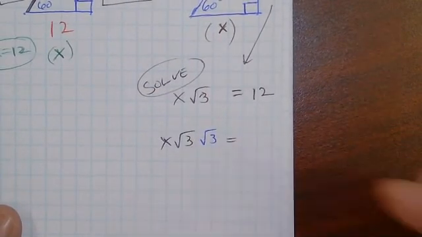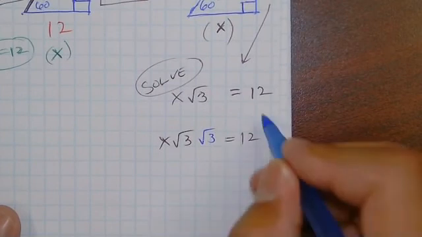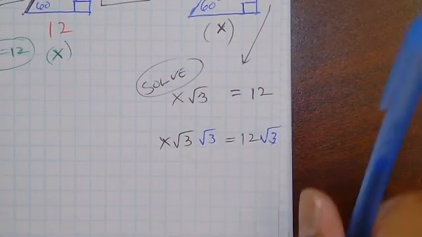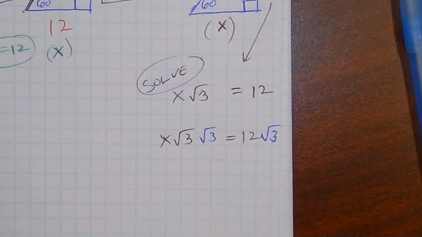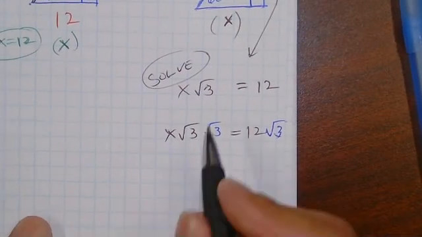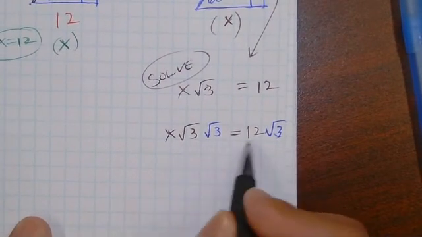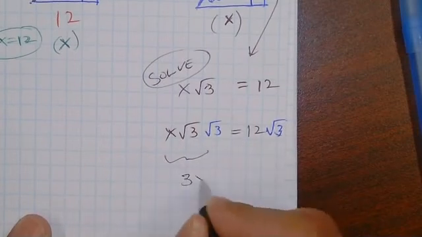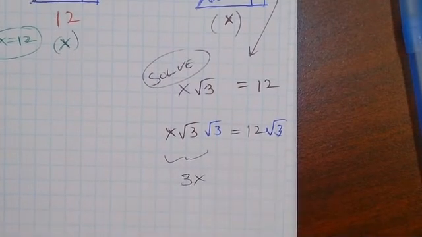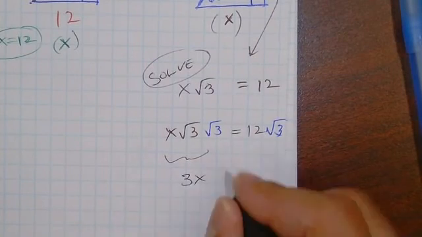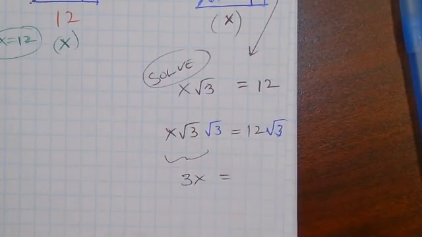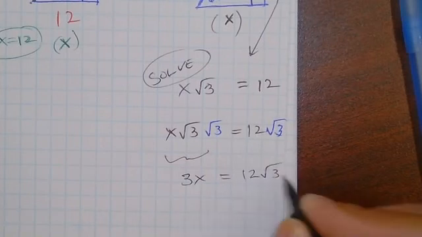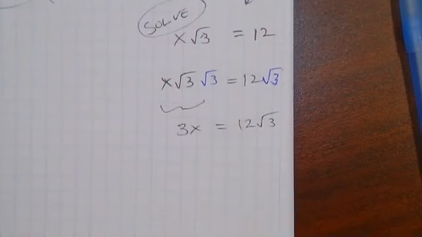You guys remember that? Multiply this side by root 3. So that means you multiply this side also by what? That's why we learned that. That's why I did that assignment, because I knew you were going to need to use it here. The square root of 3 times the square root of 3. This is pretty smart, because this will now be 3x. You want to make it a whole number. That's 3x equals 12 root 3.